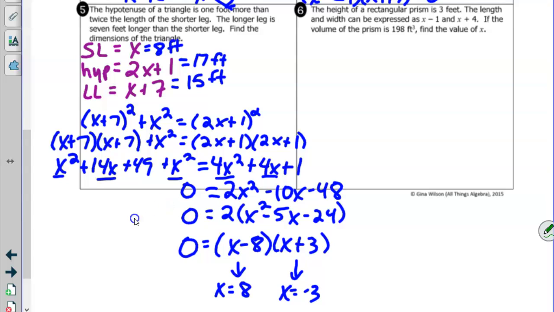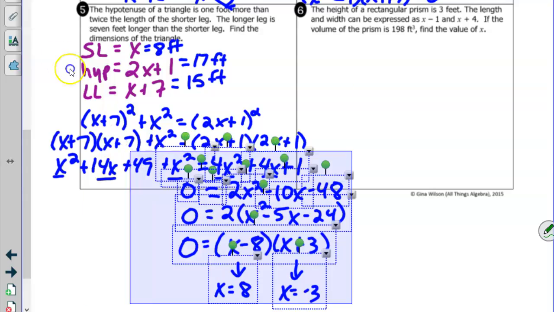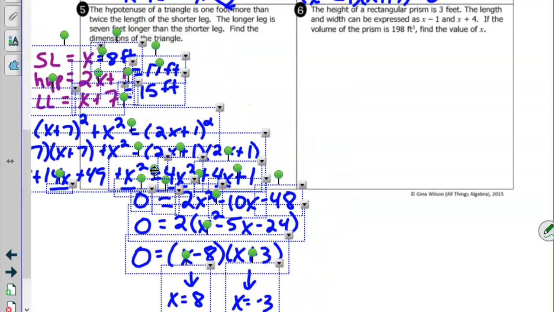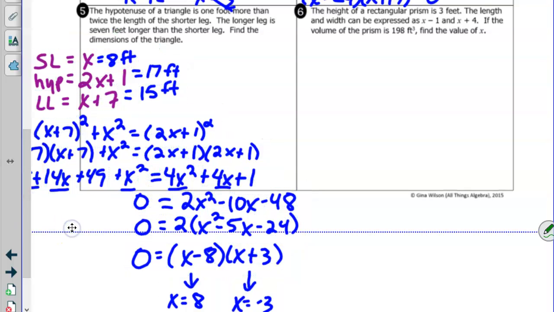You guys want to do number 6? It's a prism. Everybody done writing before I jump ahead? Number 6 says the height of a rectangular prism is 3 feet. The length and width can be expressed as x minus 1 and x plus 3. If the volume of the prism is 198 feet cubed, find the value of x. So we don't have to write any expression, so in some ways this one's easier.